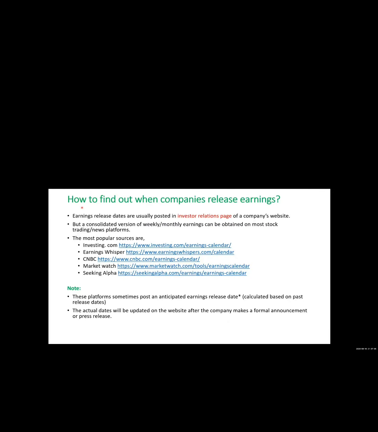Now, how do you find out when companies release earnings? Earnings release dates are usually posted on the investor relations page of a company's website. But a consolidated version of weekly and monthly earnings can be obtained from most stock trading and news platforms. So these are the most popular platforms where you can go to check out when companies release earnings.